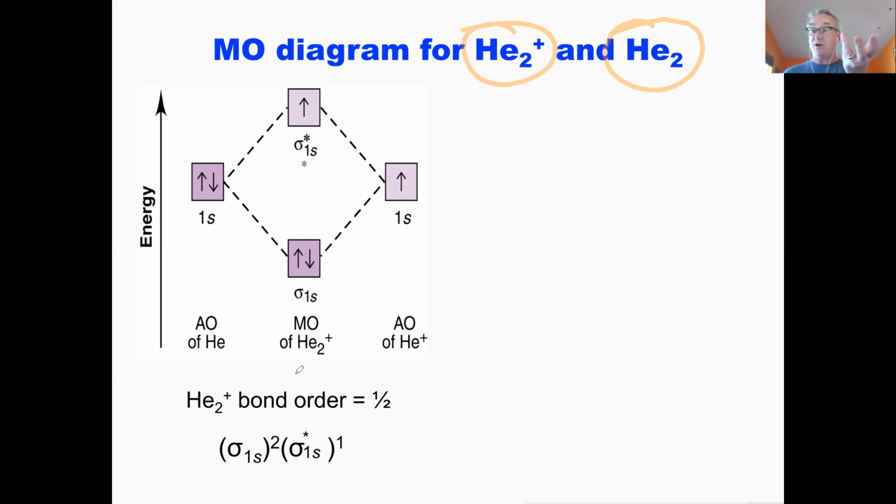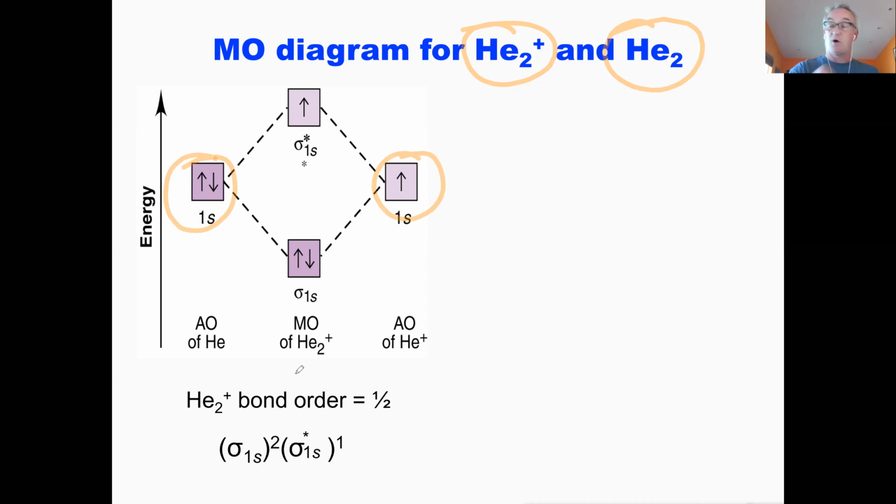The thing is, theoretically, would that make a bond or not? Well, let's see. According to molecular orbital theory, yeah, it might. So we've got 2 electrons in helium, and we have only 1 electron in helium plus. So I got a total of 3.